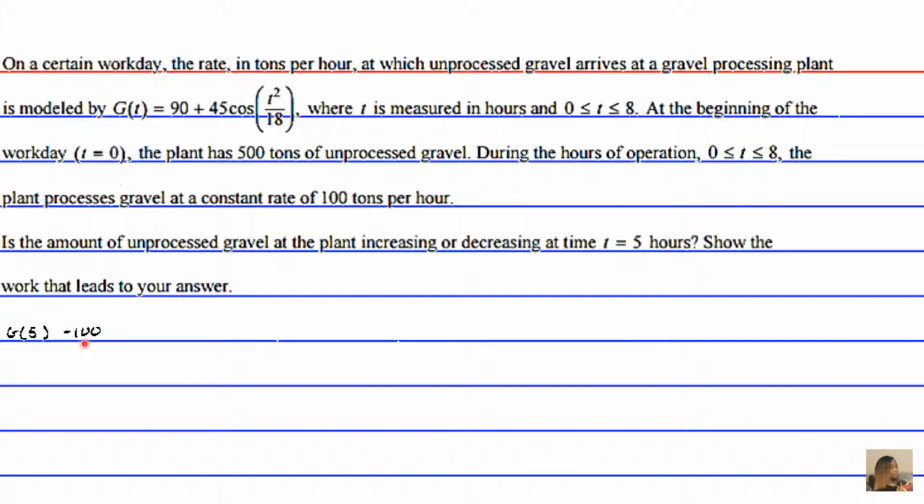So when we plug in 5 to our function G of t that models the arrival, we get 90 plus 45 cosine of 5 squared, this is a 5 squared, so 25 over 18, minus 100. All right, so that winds up being negative 1.859 tons per hour. Let me write that in.